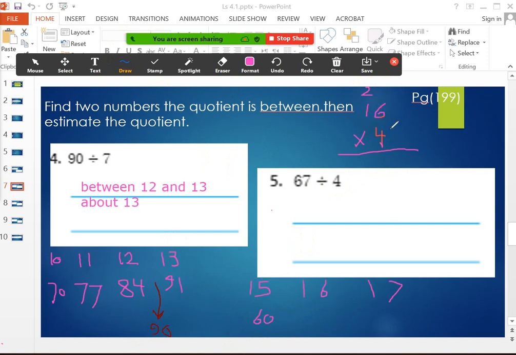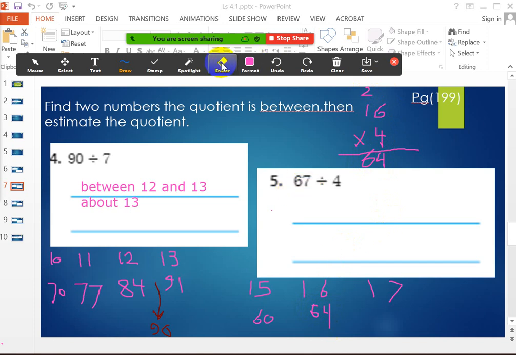4 multiply 6 equals 24. So I put 4 here and 2 above the tens. 4 multiply 1 equals 4 plus 2 equals 6, so 64. Still the multiple is less than 67.